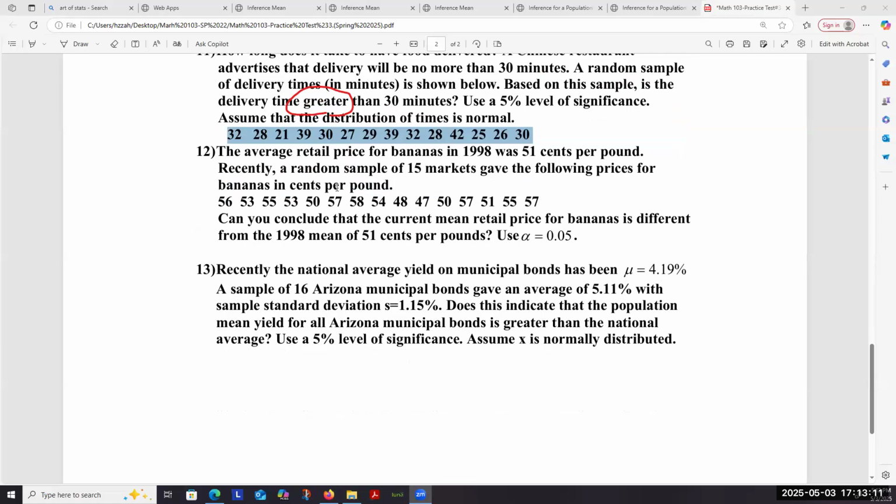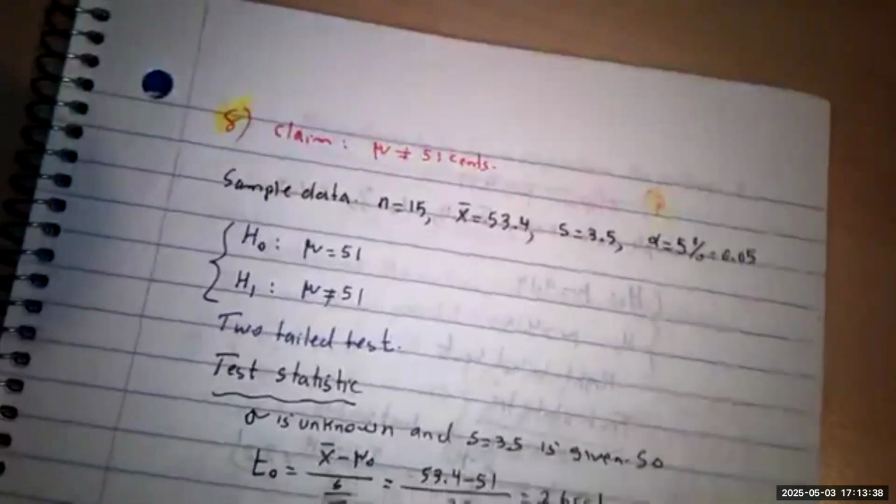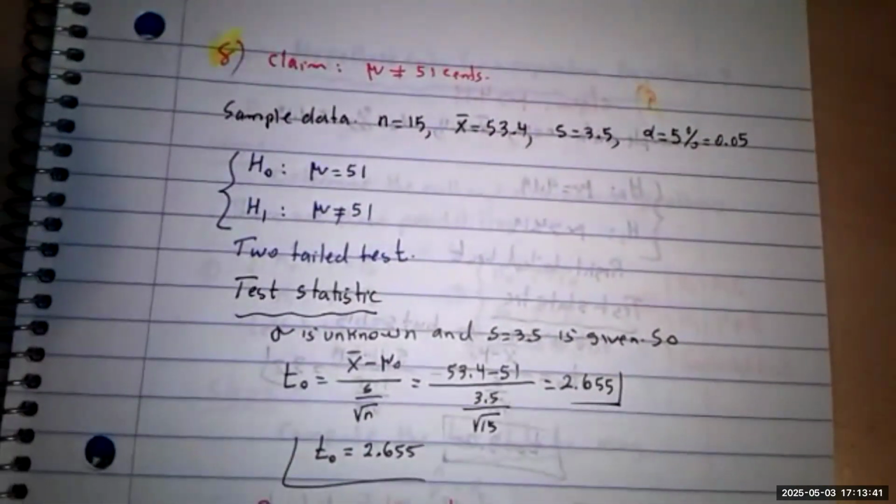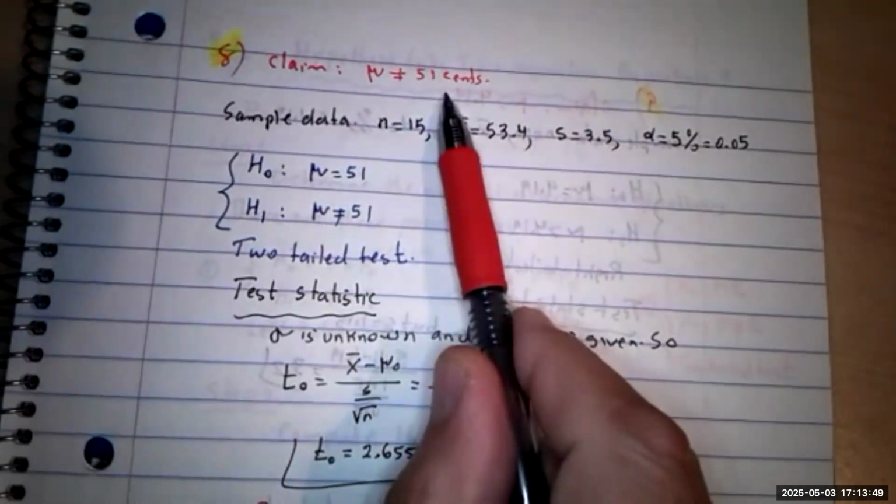So 15. Again, the numbers are given to you. So you have to find the standard deviation and the mean. So what do you want? Can you conclude that the current mean retail price for bananas is different from 51 cents? So the case is a different case. So this is how we are going to set it up. So the claim was the price of the banana per pound is 51 cents. So we want to check if it's going to be different. So that's going to be the claim.